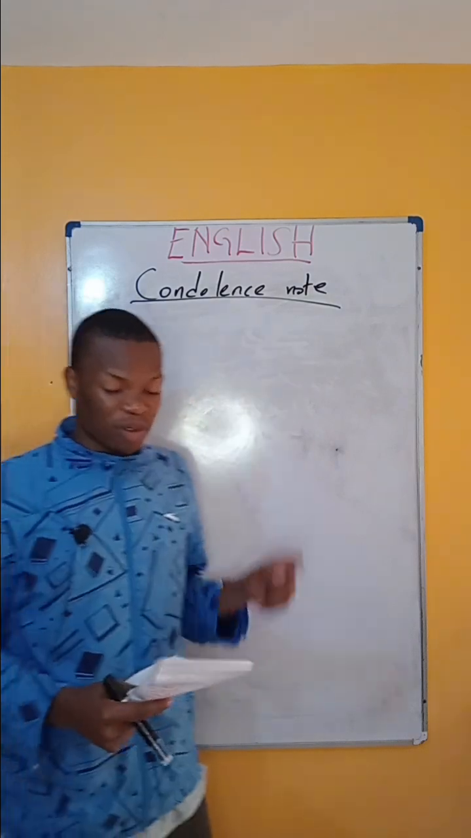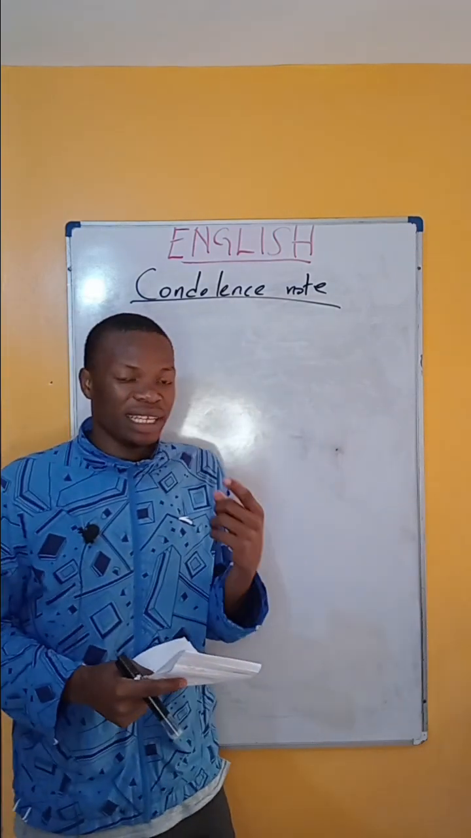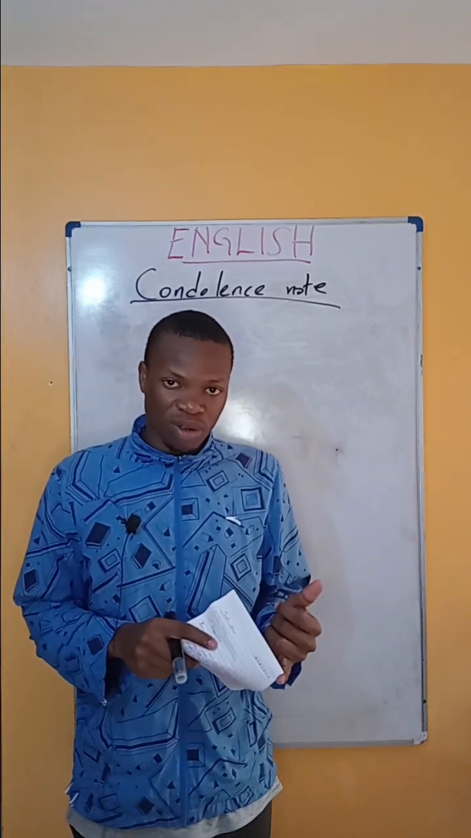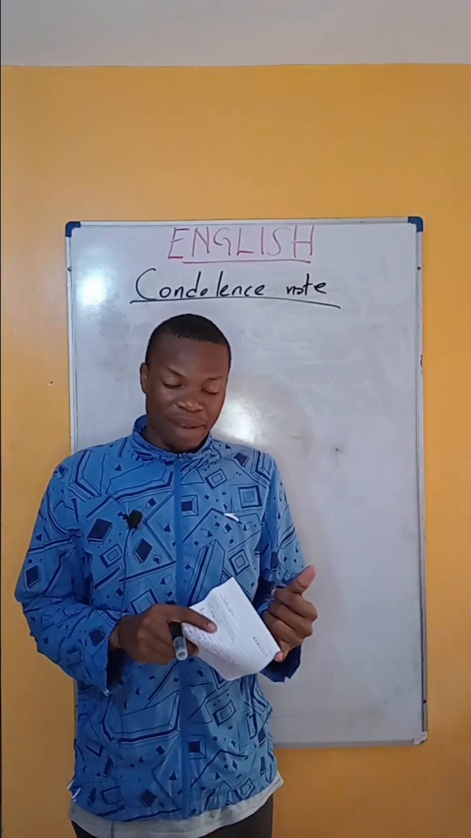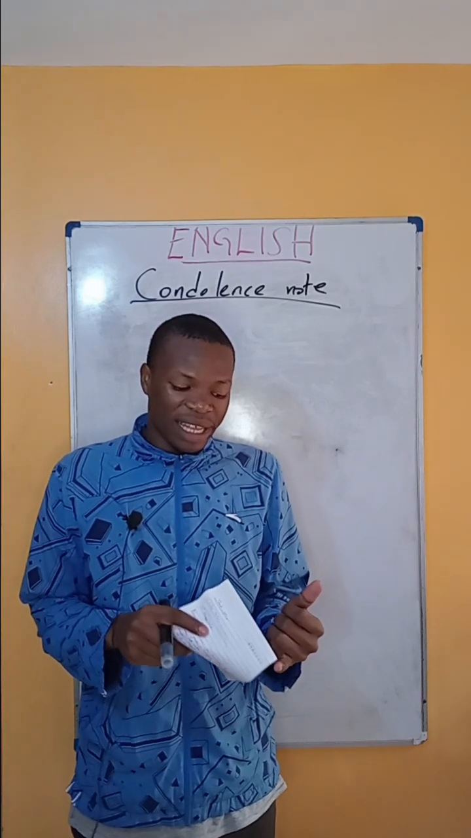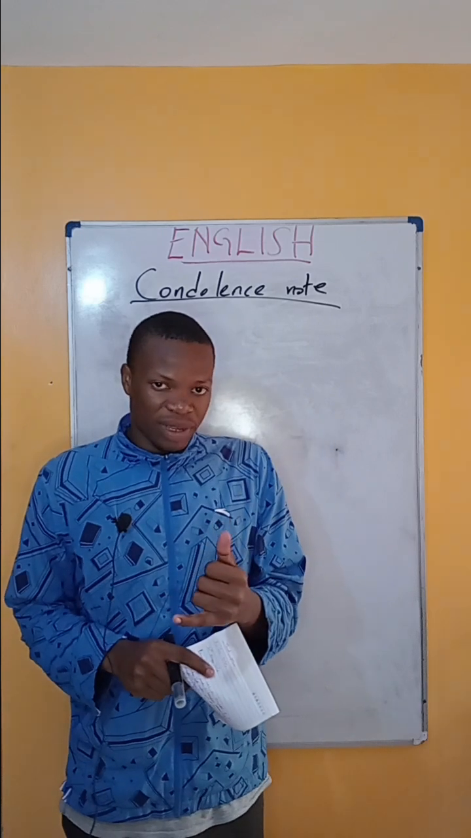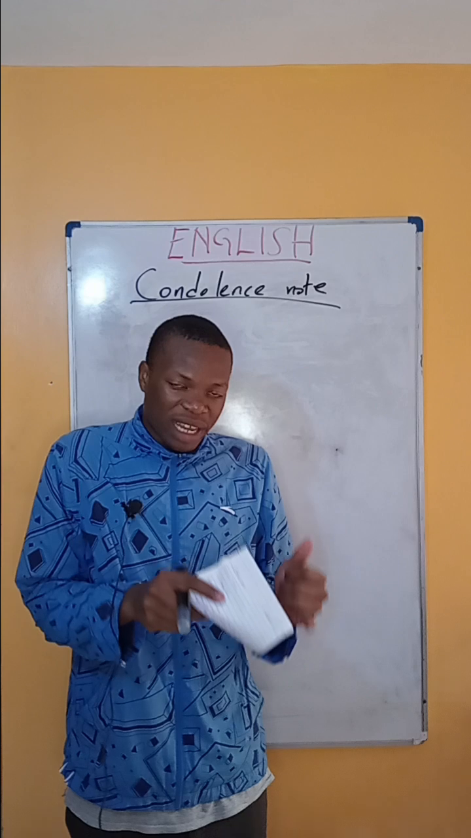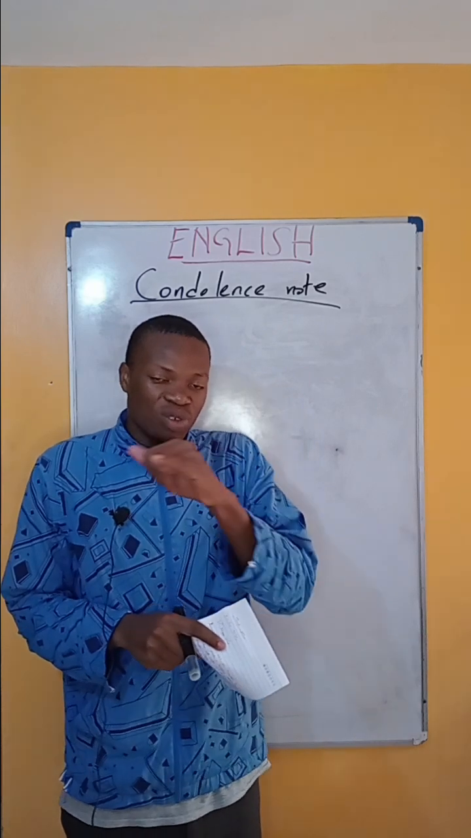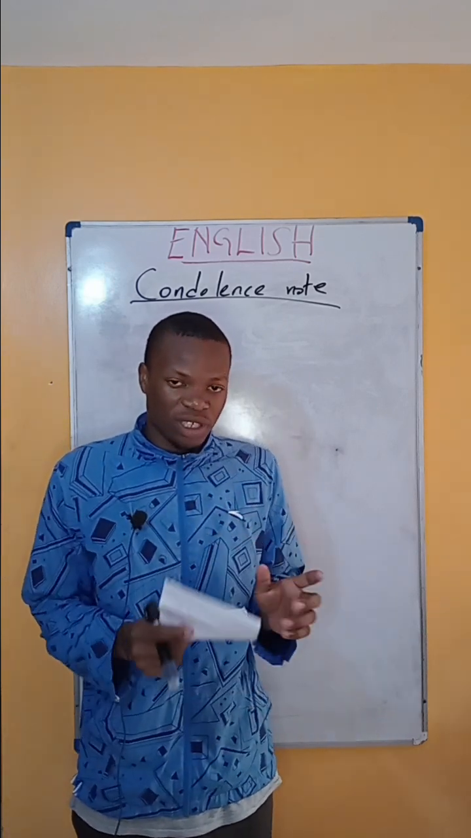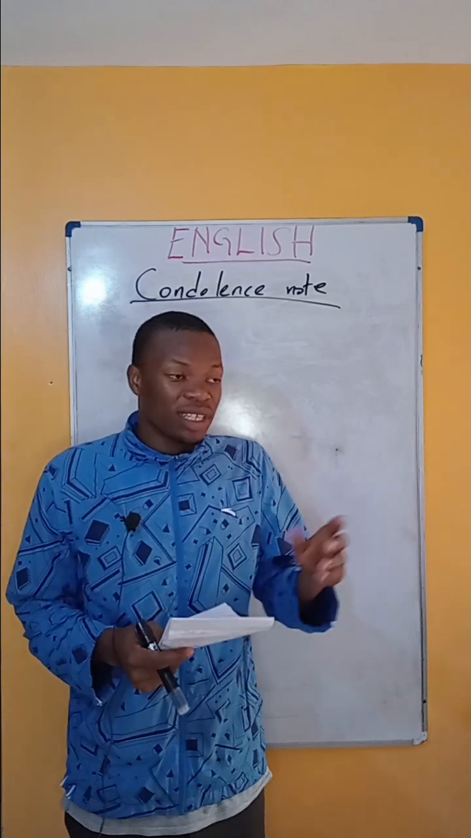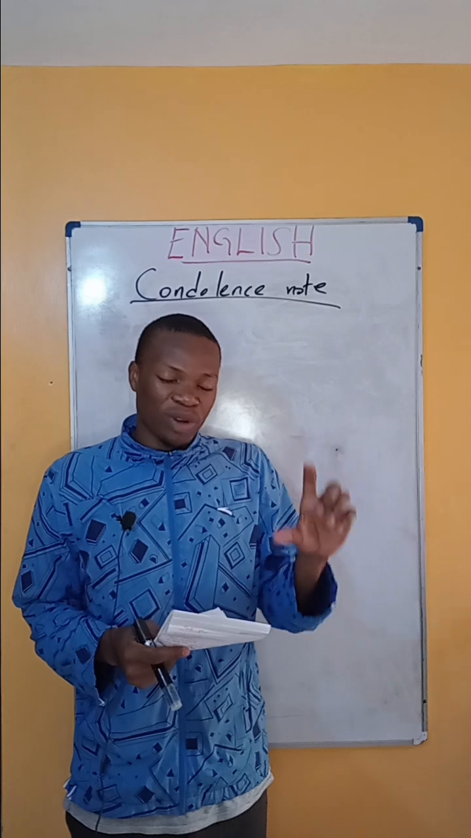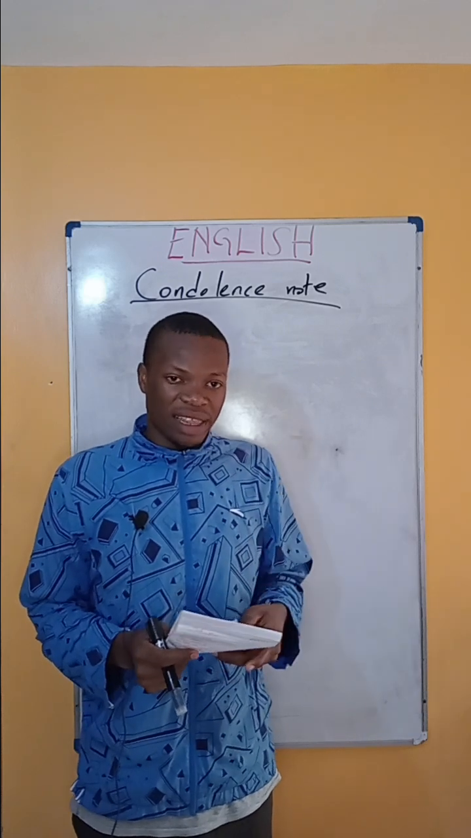Now, when you're writing this type of note, some of the things that must come out clearly in your note include the following. Number one, mention the person who has passed on. Number two, mention the relationship of that person to the recipient. Number three, appreciate the life of the deceased, at least one or two points that appreciate the life of the deceased.